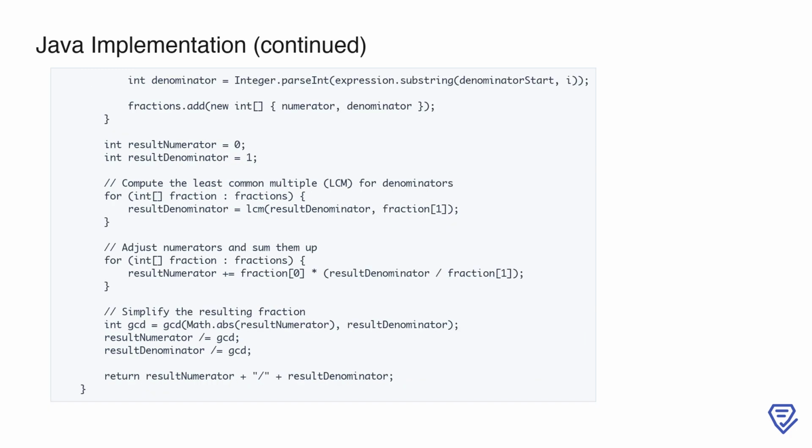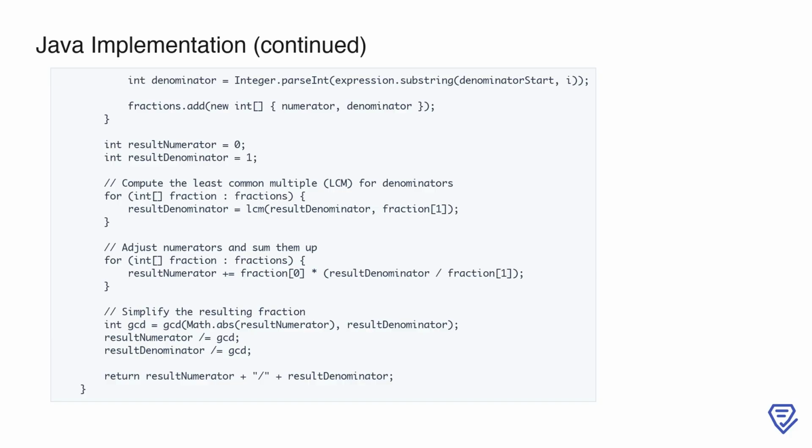Once the loop completes and all fractions have been parsed, we move on to computing the result. We initialize result numerator to 0 and result denominator to 1. The next step is to find the least common multiple, or LCM, of all denominators. This is crucial for aligning the fractions to a common denominator for addition.